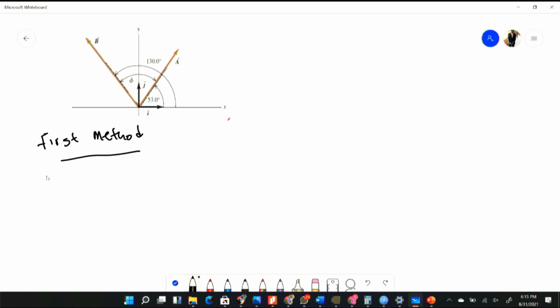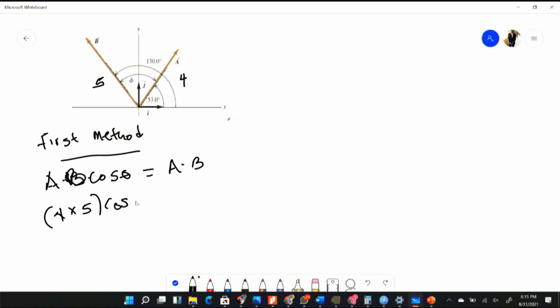The first method, we know that A dot B is the magnitude of A times the magnitude of B times cos of the angle between them. So if I know my A, the magnitude of A from the question is 4 and that of B is 5, I find 4 multiplied by 5 cos of the angle between them. So what is the cos of the angle between them?